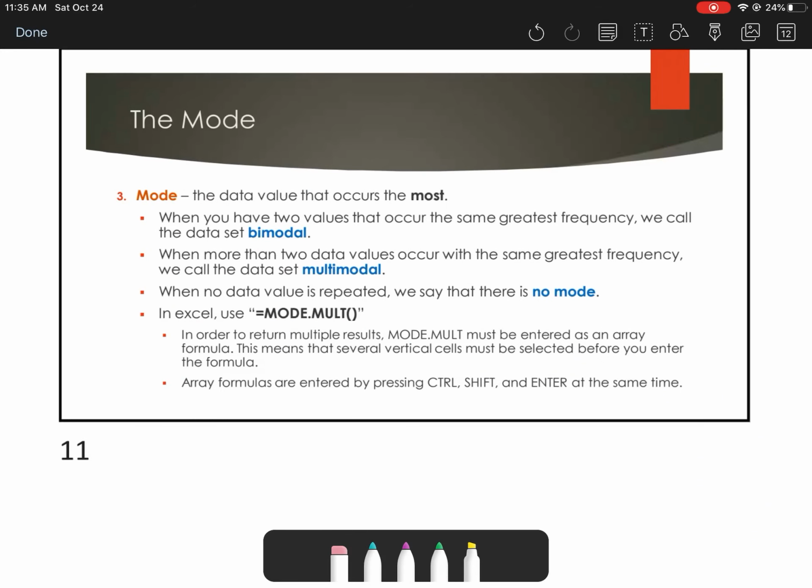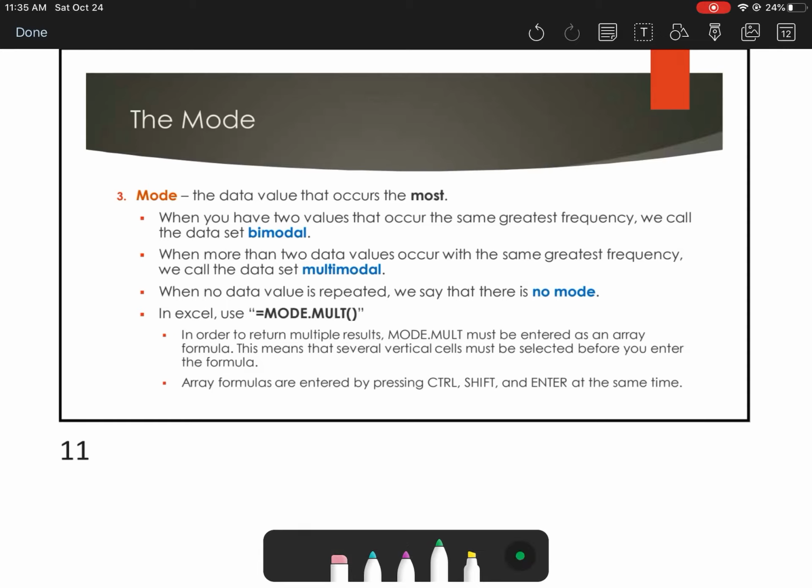Okay, the next thing we'll talk about is mode. This is the data value that occurs the most. When you have two values that occur with the same greatest frequency, we call the data set bimodal. When more than two data values occur with the same greatest frequency, we call the data set multimodal. When no data value is repeated, we say there is no mode.